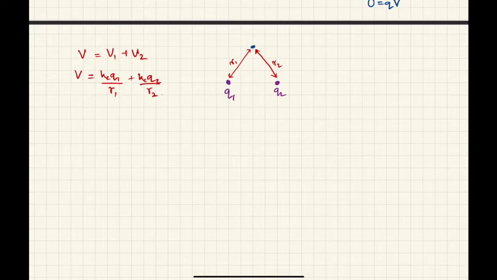Now let me ask the question that, all right, if I wanted to know how these two charges, so let me write this question out explicitly.